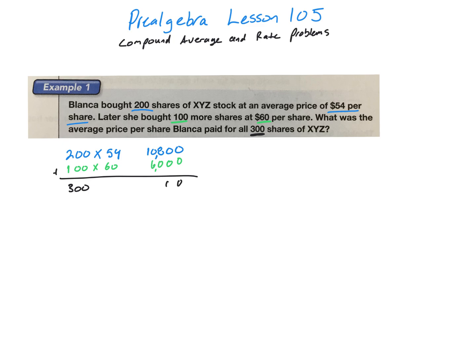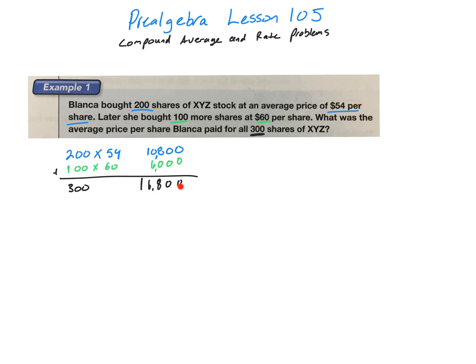So let's see how much she paid altogether. It'd be 0 plus 0, 0 plus 0, 8 plus 0, 0 plus 6. So 16,800 she's invested in all of this. And so we know that, just like we were doing up here, 200 times how much you paid per share gives you this. 100 times 60, which is what she paid per share, gives you this. So 300 times some number is going to be between these two, and is going to give us this number.